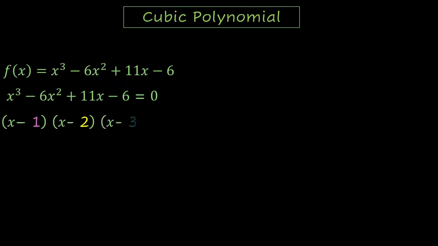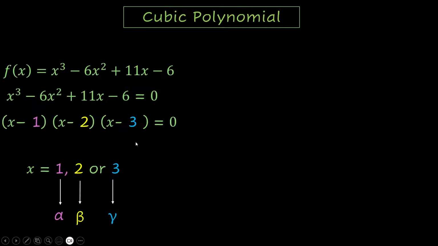Upon factorization, what we get is this. (x minus 1) times (x minus 2) times (x minus 3) equal to 0. That means x can be either of these, 1 or 2 or 3. These are the roots. And in a standard form, we also call these roots alpha, beta, and gamma.